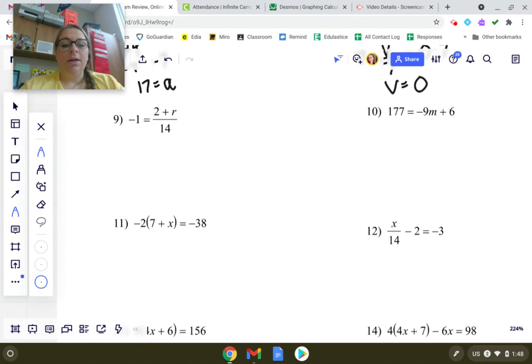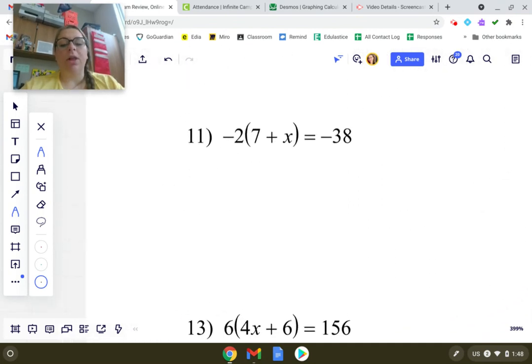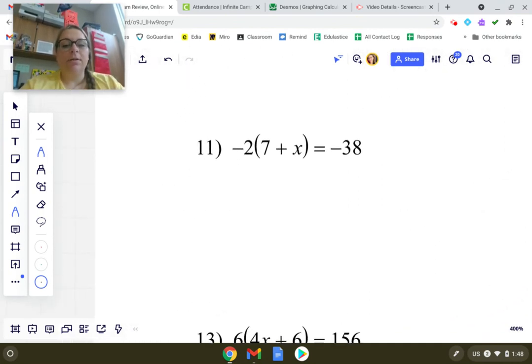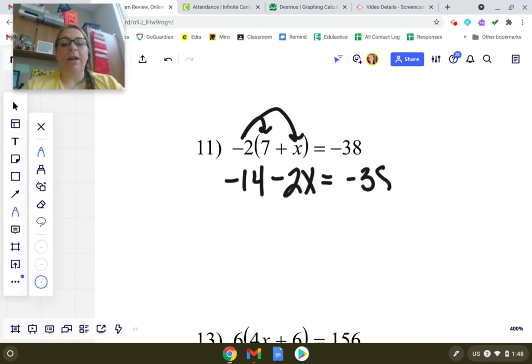So let's say I'm looking at number 11. This one's got parentheses, so distribute that negative 2 through to both. So negative 2 times 7 gives us negative 14. Negative 2 times x gives me negative 2x, and then equals negative 38.